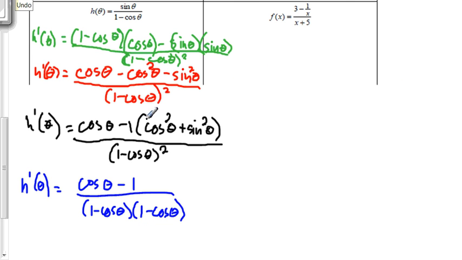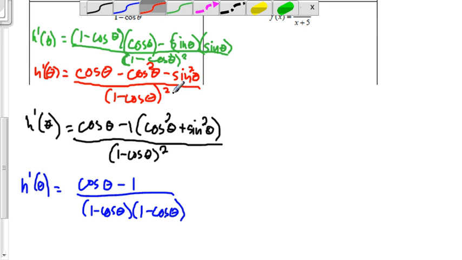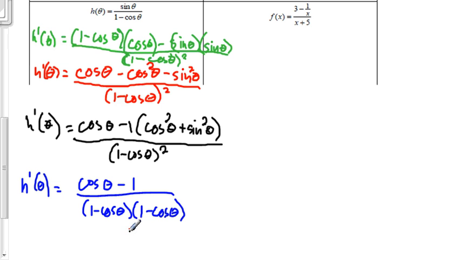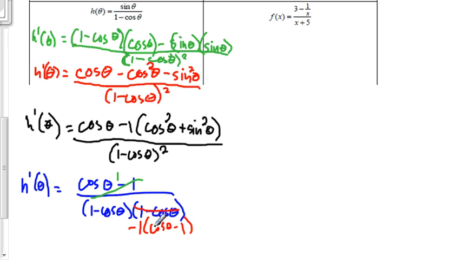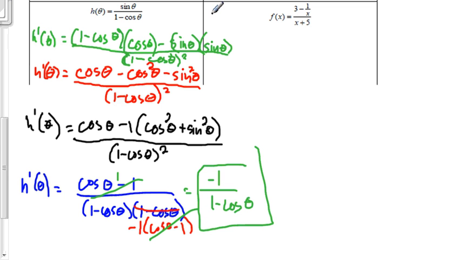Okay, so we go down all these steps using the quotient rule and then simplifying, and we get this. And now hopefully what we notice is this 1 minus cosine theta right here I can rewrite as -1 times cosine theta minus 1. And now when I do that, this factor in the numerator goes with this factor in the denominator, and it's going to be -1. So 1 divided by -1 is going to be -1 all over 1 minus cosine theta. And that's our derivative. Okay, let's go on to the next one.